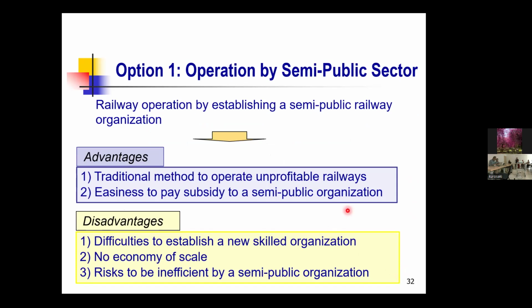Certainly, the traditional Japanese method, railway operation by the semi-public sector, makes it easy to pay subsidy, as the organization is closely related to the public. However, this type of railway operation has some disadvantages as well, such as difficulties in establishing a new skilled organization, no economy of scale, and risks of inefficiency in a semi-public organization.